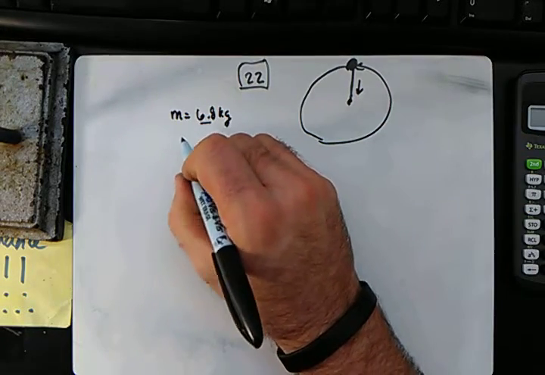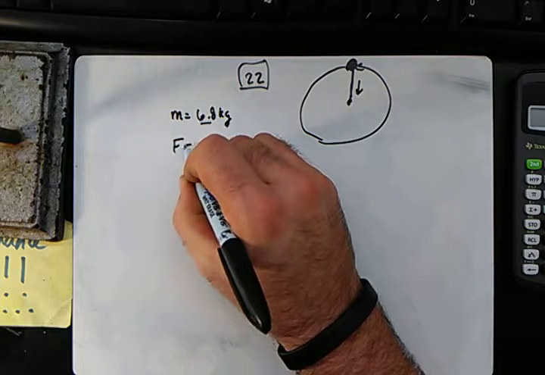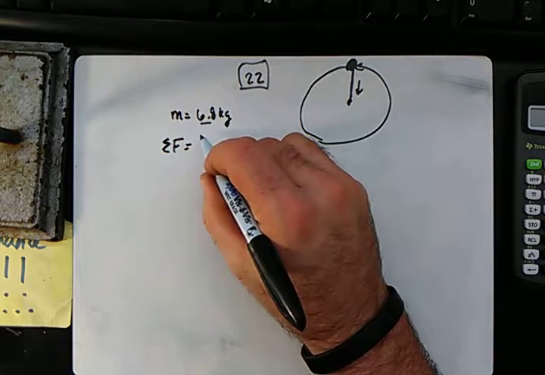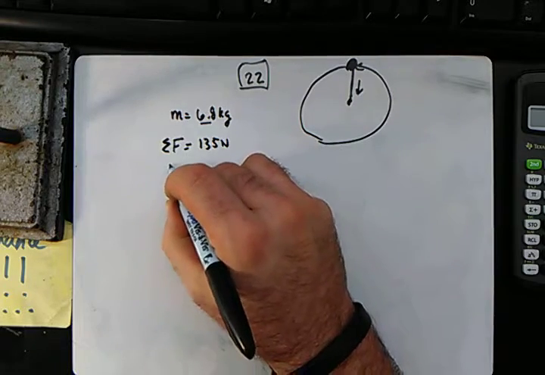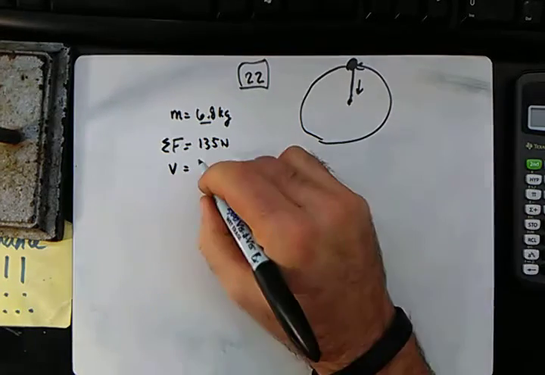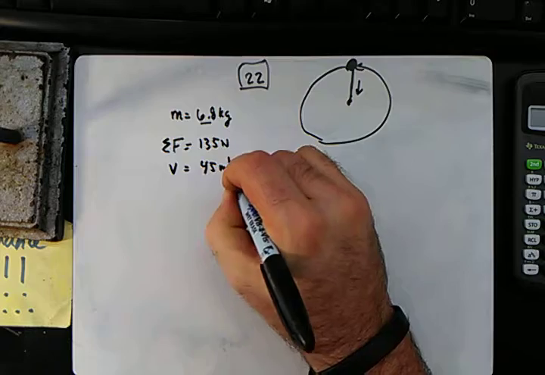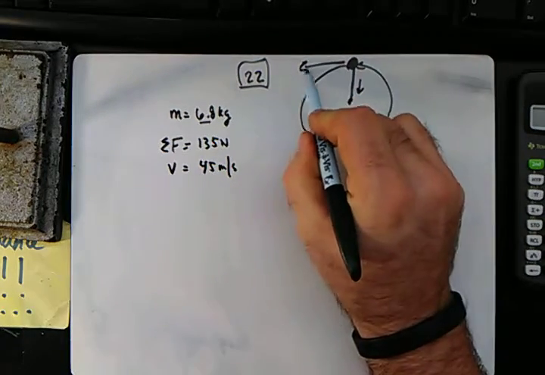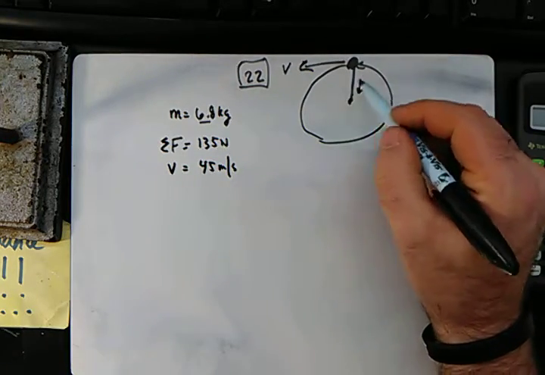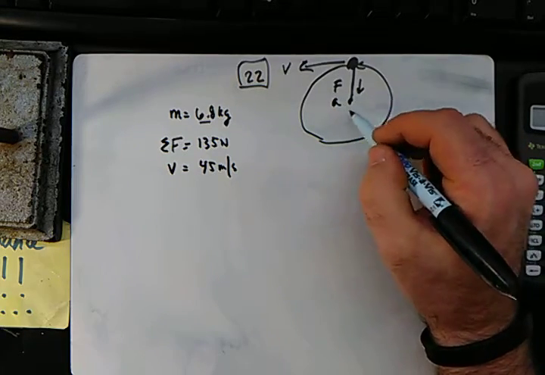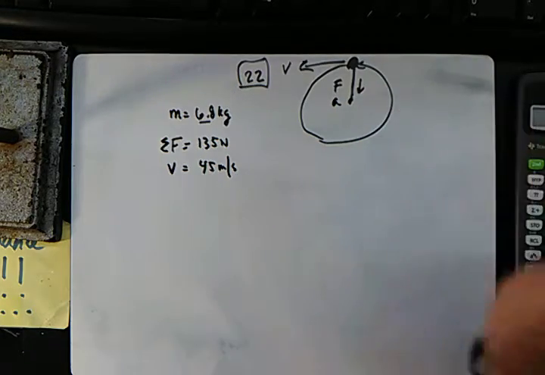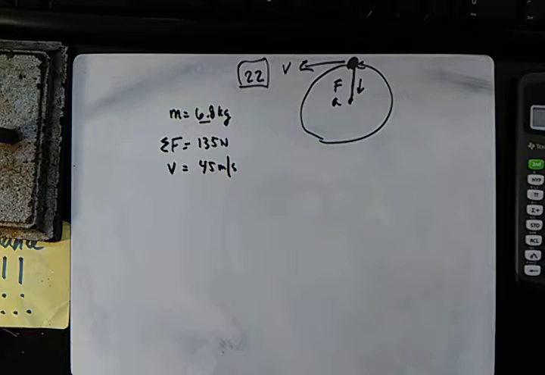So we've got a net force of 135 newtons. The velocity is 45 meters per second. So velocity is coming out here, the force is pulling in this way, and we know there's an acceleration this way as well. So we've got a few things to consider.